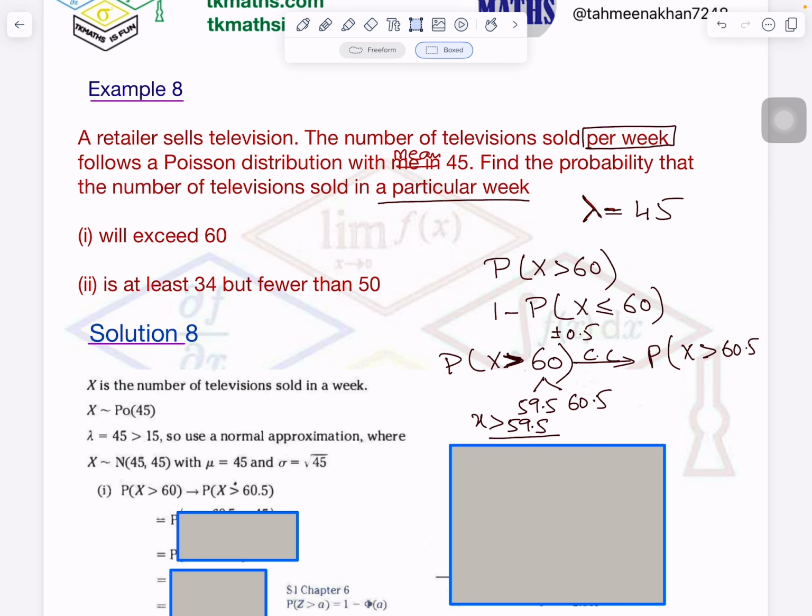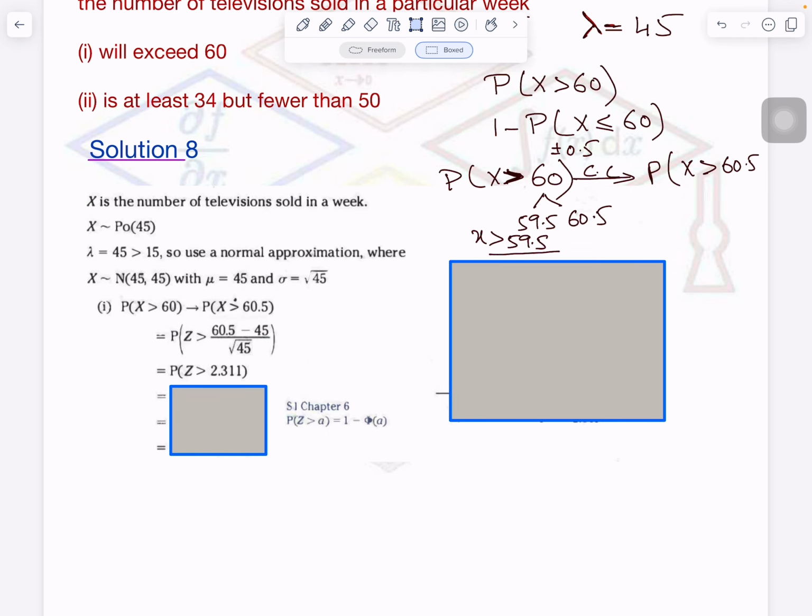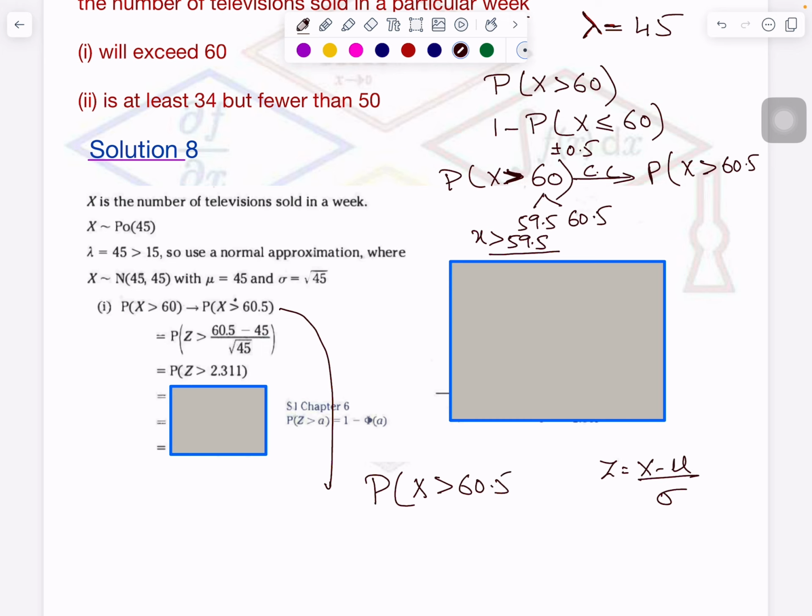So after applying the continuity correction, you will simply write z. Z is equal to x minus mu over standard deviation, right? So this question, if you see, was probability of x greater than 60.5. When you write x minus mu divided by standard deviation, you are changing x to z. I hope you remember all this, and then you will calculate the probability.